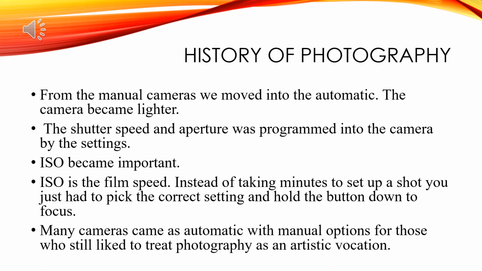From the manual cameras, we have moved into the automatic. The camera became lighter. The shutter speed and aperture were programmed into the camera by the settings. ISO became important. ISO is the film speed. Instead of taking minutes to set up a shot, you just had to pick the correct setting and hold the button down to focus. Many cameras came as automatic with manual options for those who still like to treat photography as an artistic vocation.